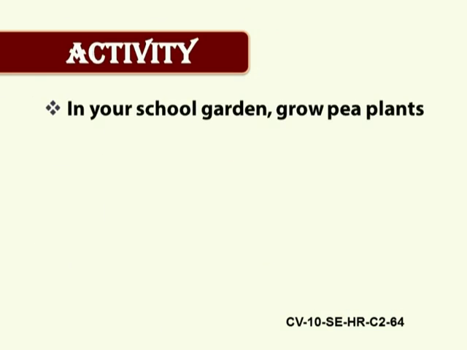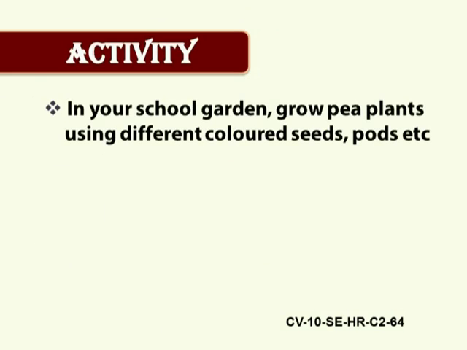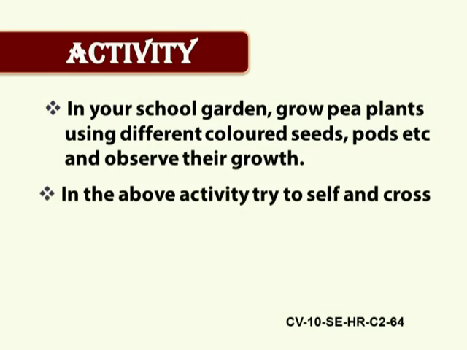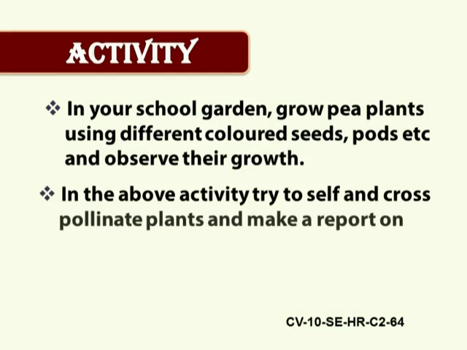Here are some activities for you to do on your own. In your school garden, grow pea plants using different colored seeds, pods, etc. and observe their growth. Next question. In the above activity, try to self and cross-pollinate plants and make a report on your experiments.